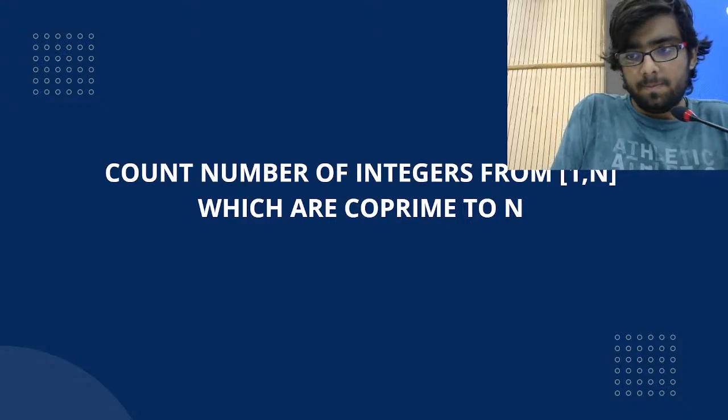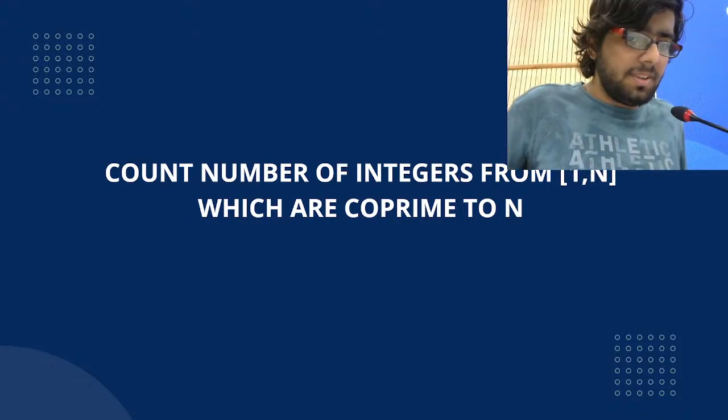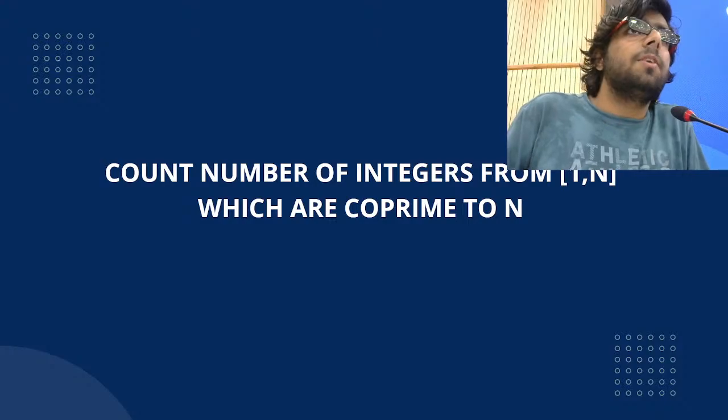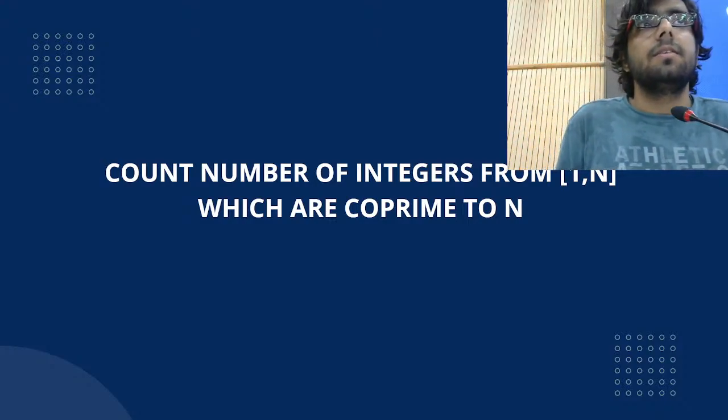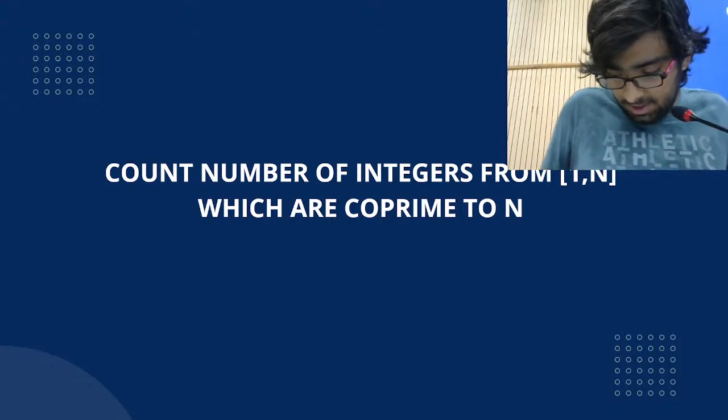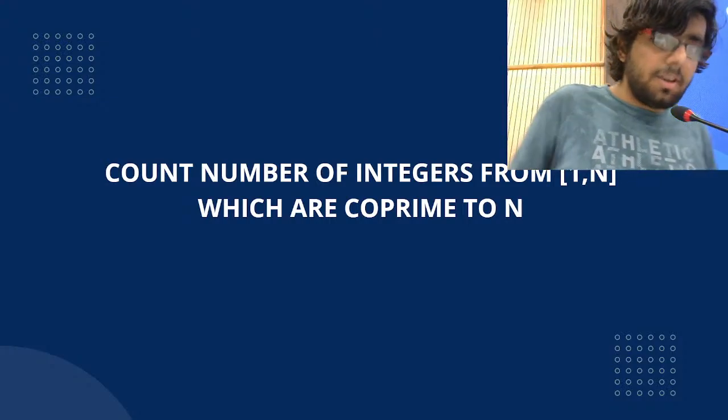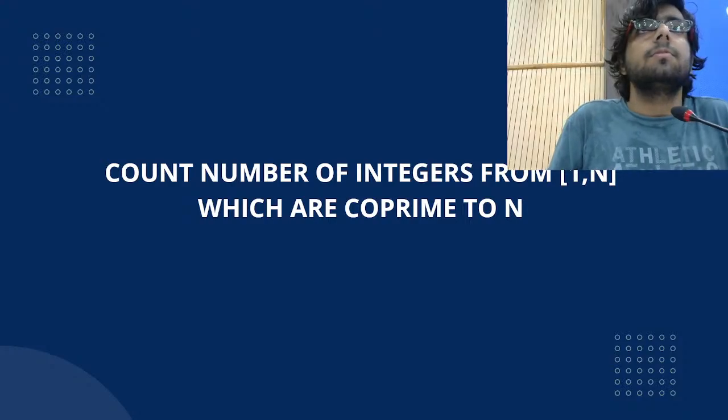So basically, we multiply n by 1 minus 1 by p1 into 1 minus 1 by p2, for every p that divides n. Yeah, that's only. And how does that formula occur? Do you know the proof? पता?